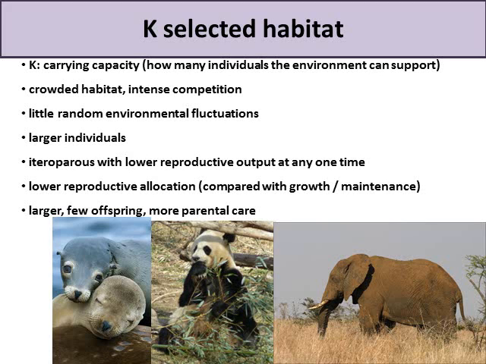These species tend to be iteroparous, or have several reproductive events per lifetime. But they only have a few offspring, and they really take care of them. So they have a lot of parental care to make sure those few offspring do very well. So they have larger, fewer offspring with more parental care. And this is due to the fact that these are habitats with intense competition.